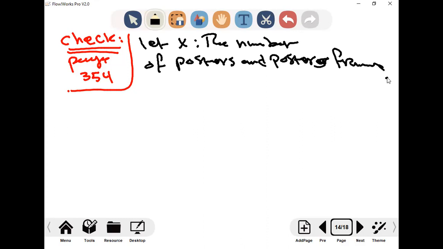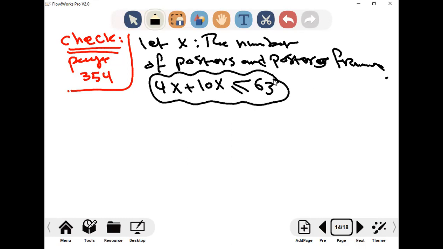But what's the inequality? x is the number of each item. The price of the poster is 4, so 4x. The price of the poster frame is 10x. And he has only 63. This is the inequality. It is given in the question, but I want you to understand it. Now we can solve it. But what the question wants exactly is how much money he will have left after buying the greatest number, the same idea as the apply question.